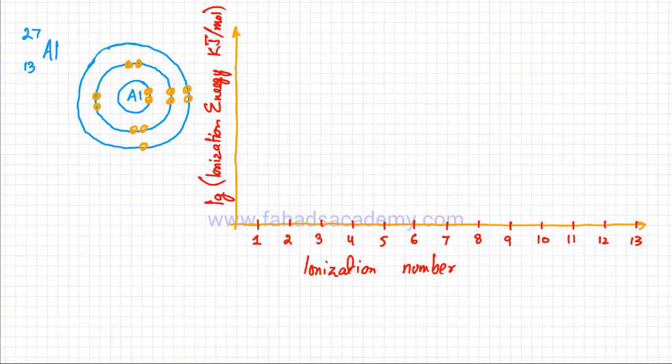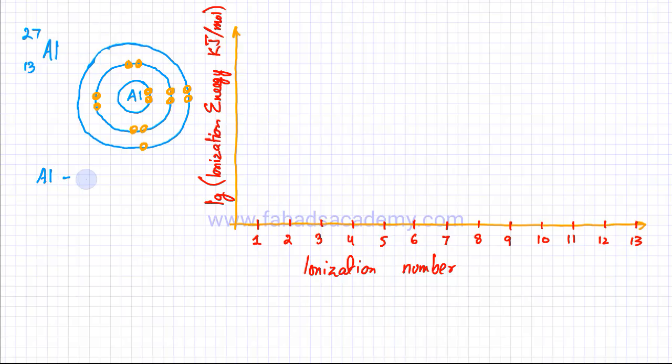In this example, we're going to study the successive ionization energy of aluminium. Now, aluminium has 13 ionization energies. It has a total of 13 electrons. So you remove the first, then you remove the second, and eventually you're going to remove 13 electrons. So aluminium is going to have 13 successive ionization energies.